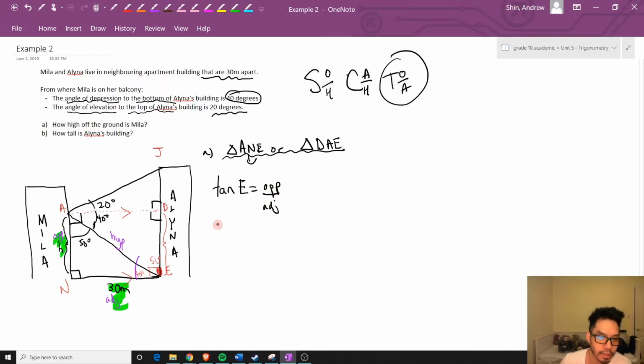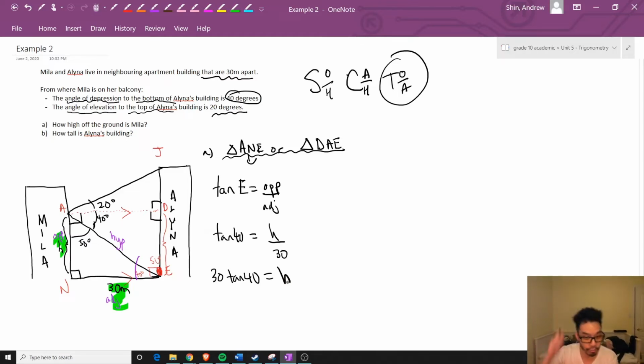And angle E in this case is going to be 40 degrees, and opposite is H, adjacent is 30. In order to isolate H, we have to get rid of the fraction, so dividing by 30 becomes multiplying by 30. So it'll be 30 times tan 40 equals H, and to help your annotations, I'm going to do tan 40 only first.